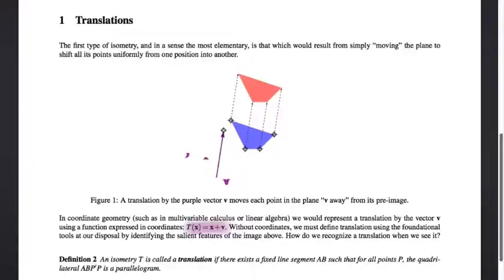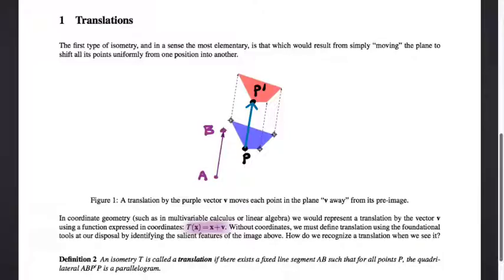And so the way that we do it is, since we don't have vectors at our disposal, we'll replace that vector with a line segment, AB. Right? And we're going to define the translation of the plane defined by that segment AB as that transformation for which, for every point P, and then here would be its image point P prime, right, I need the line segment from P to P prime. Well, what should the relationship of that line segment to AB be?